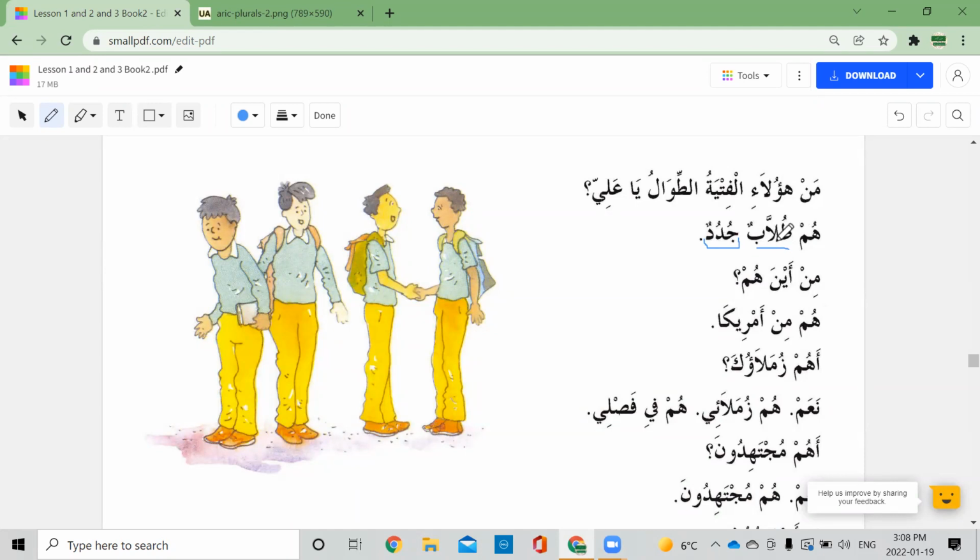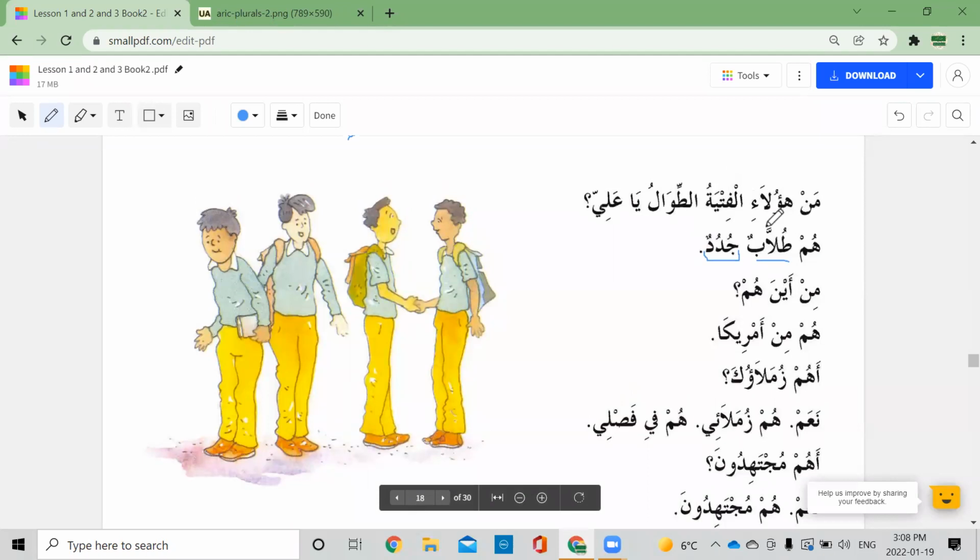Remember, it's a murakkab tawsifi, right? So for this, the adjective will also be a plural. Tullabun and jududun, both are plural. Even though they're not on the same pattern of plural, it is a murakkab tawsifi. It doesn't look the same, but they are both plurals. They're both masculine. They're both rafa. So it is a murakkab tawsifi. Okay. Go ahead.